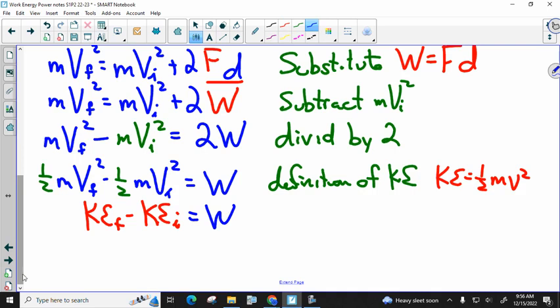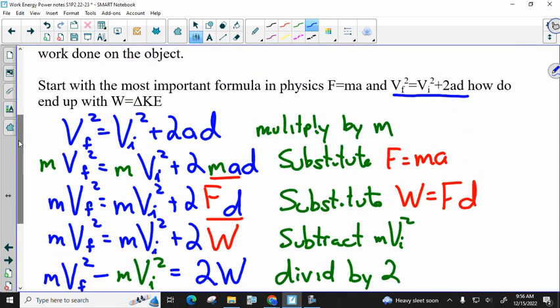And what's our definition when we do final minus initial? What do we call that? The final amount minus the initial amount is the change in, right? So this is the change in kinetic energy is equal to the work. So the work kinetic energy theorem just came from our kinematic equation from chapter 2.